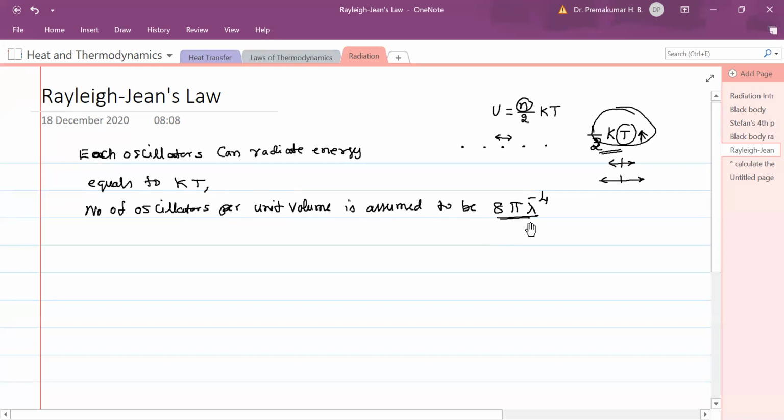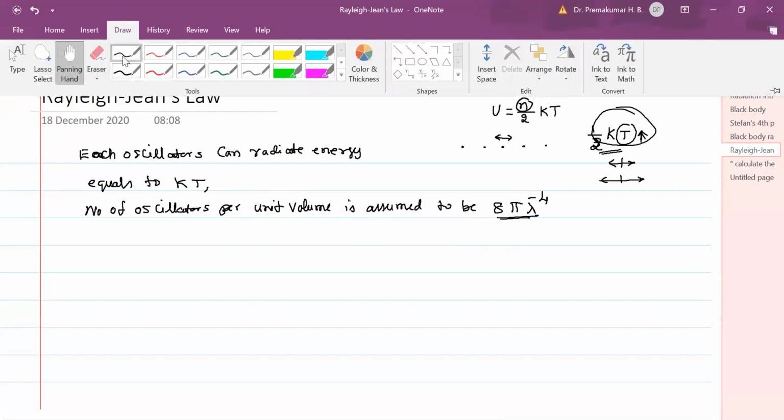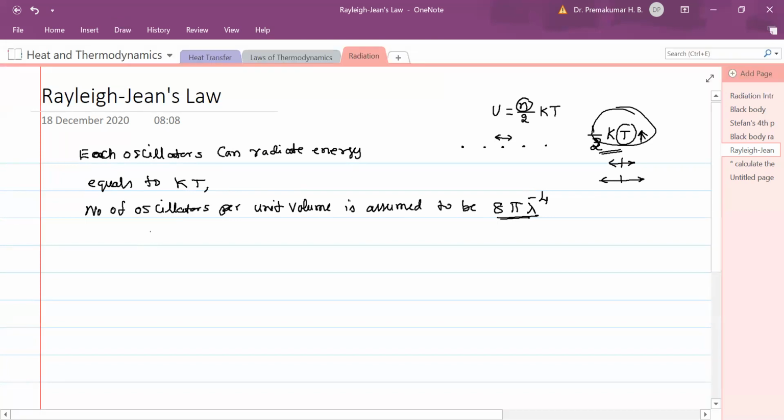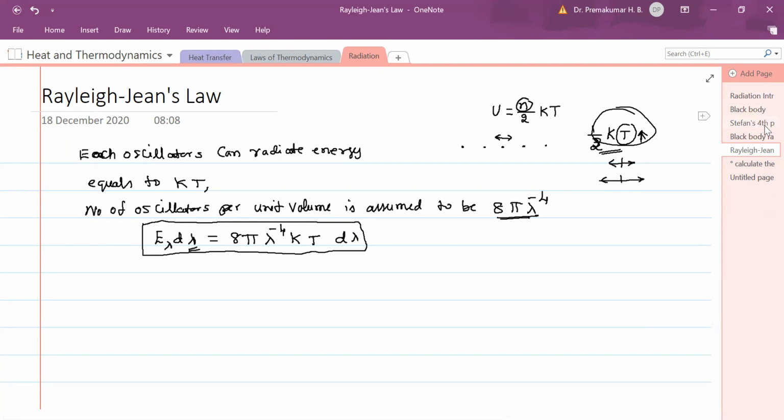It contains temperature, it contains wavelength, all the things, so we need to join them. If we join that, I can write E lambda d lambda is equal to 8 pi lambda to the power of minus 4 kT d lambda. This is the Rayleigh-Jeans law. Let me take that figure from the previous page to here.